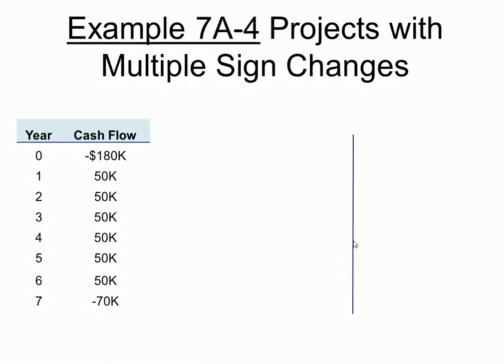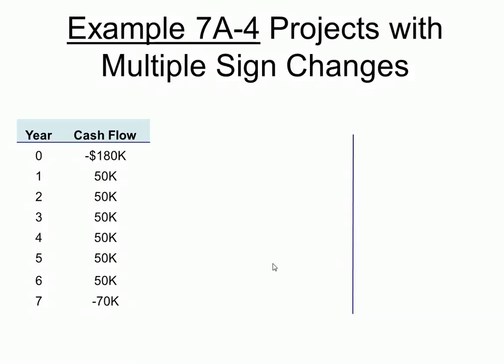So now here's another example. We start with negative cash flow, and then it becomes positive. So one sign change here between 0 and 1, from negative to positive, and then again from positive to negative between years 6 and 7.